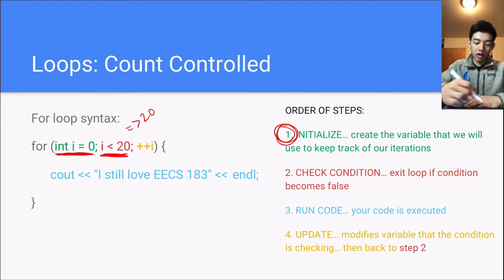Lastly, we have our update step here. This is going to say, after each time we run our code, what are we going to do with i? And in our case, we're going to increment, or add 1 to i, after every time our loop is run.